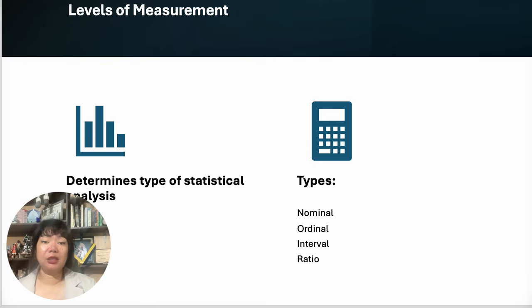So we have the ordinal. So sa ordinal, data can be ranked or ordered, but the intervals between ranks are not equal. So may ranking siya. So class rankings, first, second, third. So example ang ordinal by order. So satisfaction levels, very satisfied, satisfied, neutral, dissatisfied, and very dissatisfied. So ordinal siya kay by rank. So pain level naman, none, mild, moderate, severe.